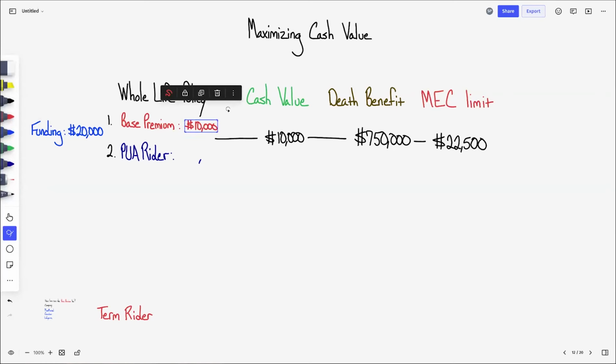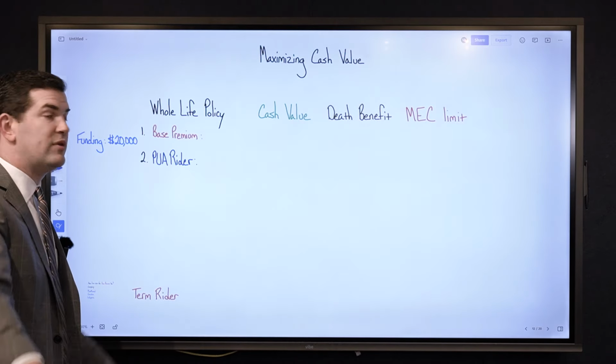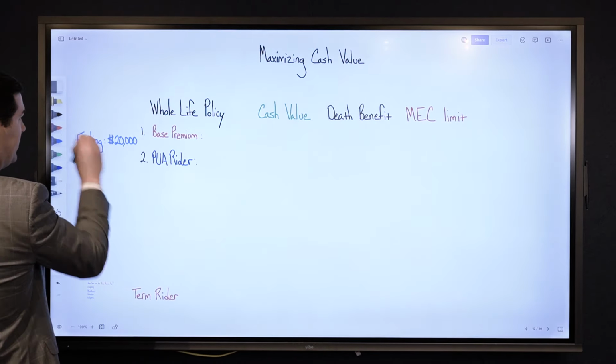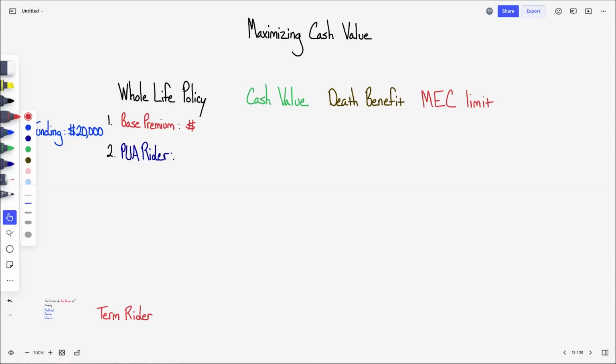Now, let's say we absolutely juice the policy. We want to get as much cash value as possible, so we push the premium as low as the insurance company will allow. The premium has a direct relationship to the death benefit, which impacts the MEC limit. So let's say of my $20,000, I set the premium at $2,000. And then I put my PUA payment at $18,000. Now what happens? Well, my cash value looks pretty good. $18,000 in the first year.